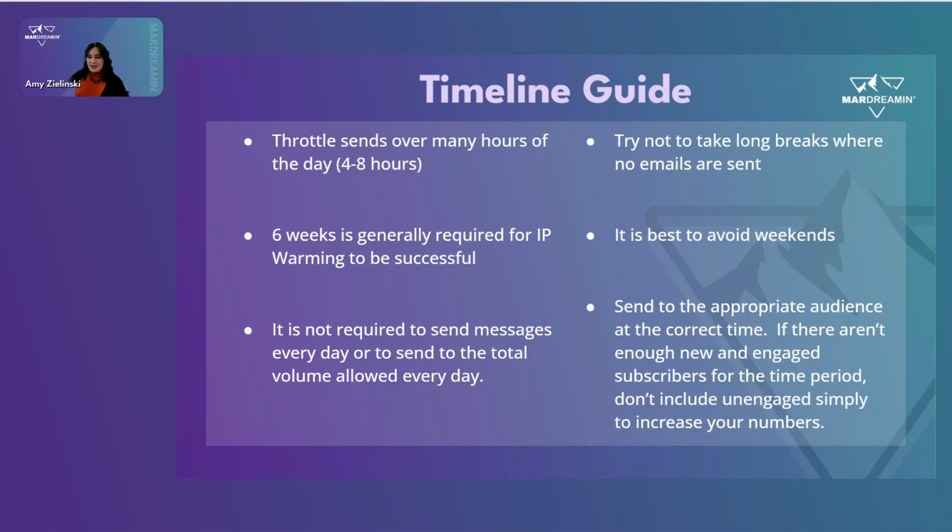By doing that, it does give the ESP time to recognize your emails and filter them into the inbox, and you won't overwhelm the ESP with your emails. 6 weeks is generally required for IP warming to be successful, sometimes longer if you have quite a large list, or a very unengaged list. So let's make sure to give ourselves enough time to get this done.